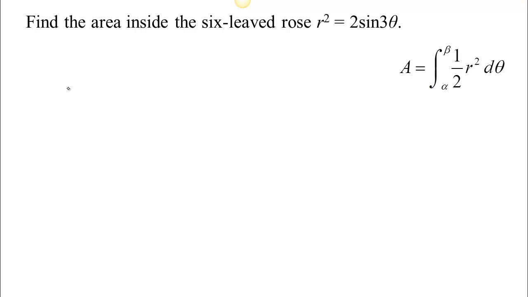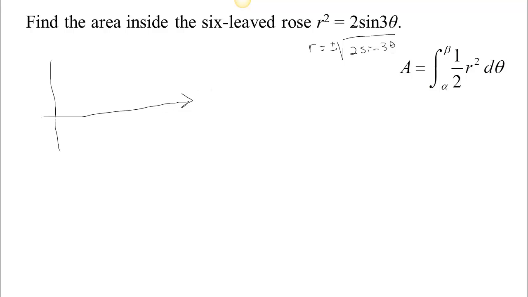Okay, here's another example of finding the area of a fan-shaped region. We've got r almost as a function of theta, so we could solve for r if we took the square root, right? r is equal to plus or minus the square root of 2 sine 3 theta. So in order to think about this shape, we need to know, if we want the area inside this whole rose, how far are we going to have to integrate?